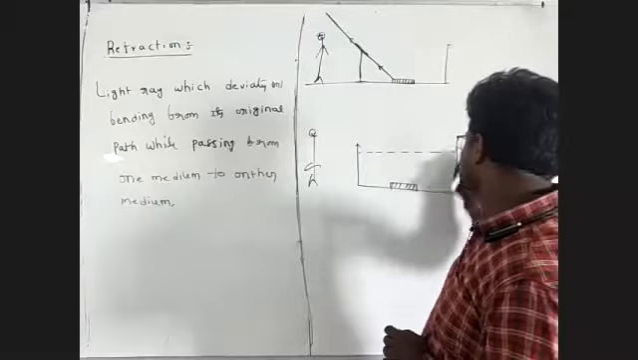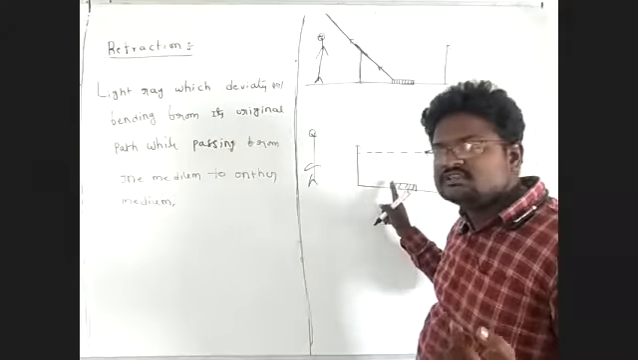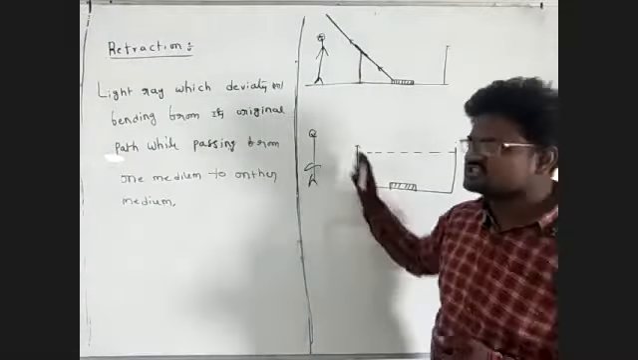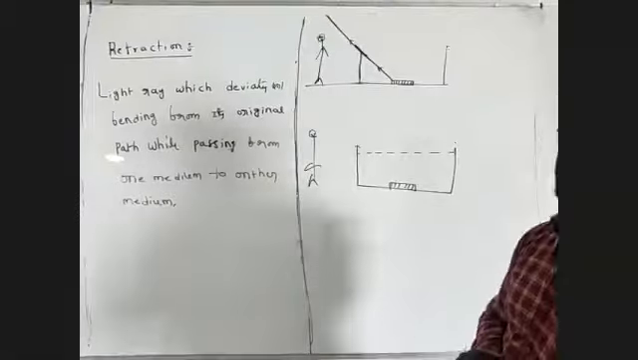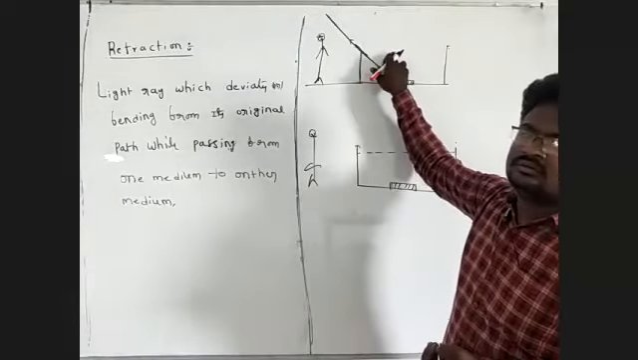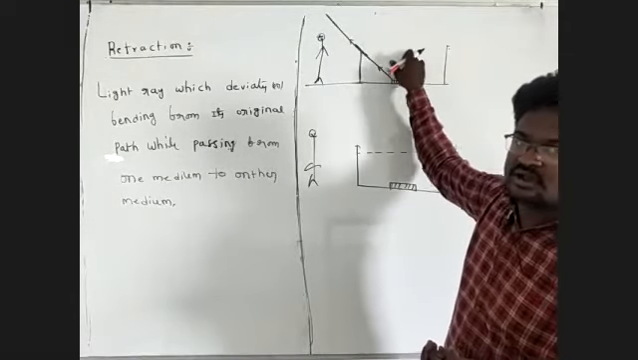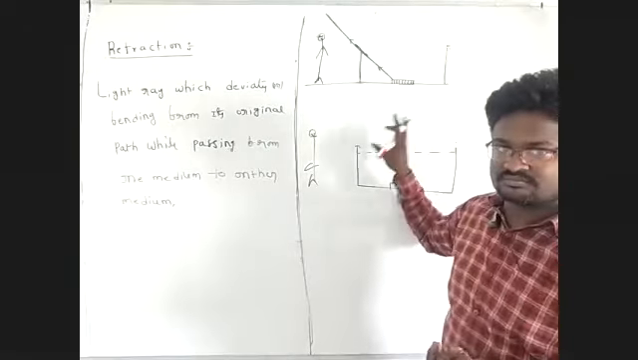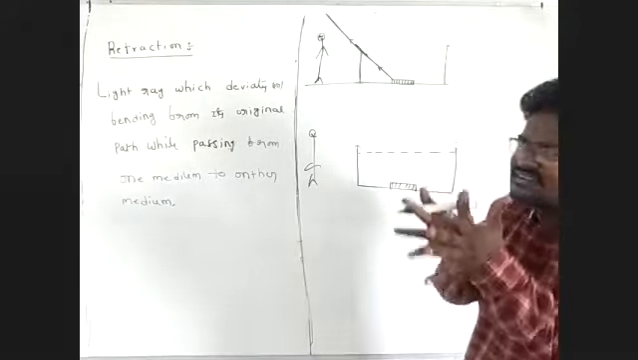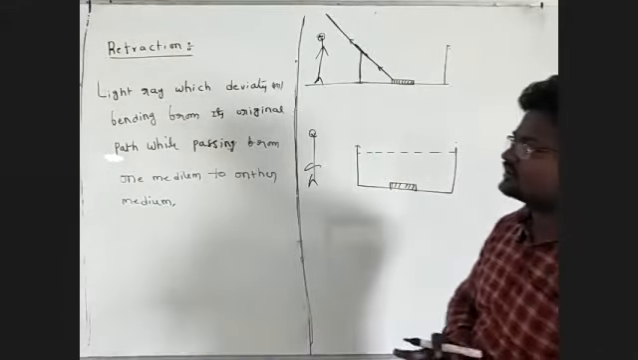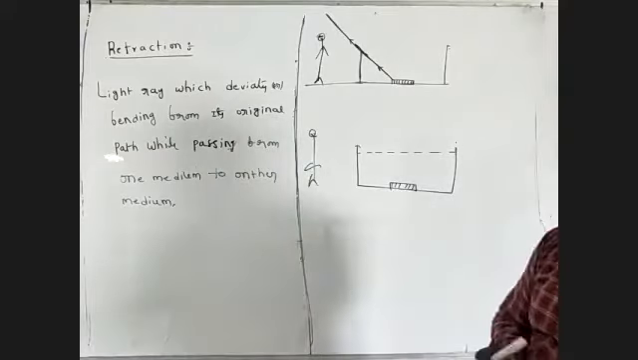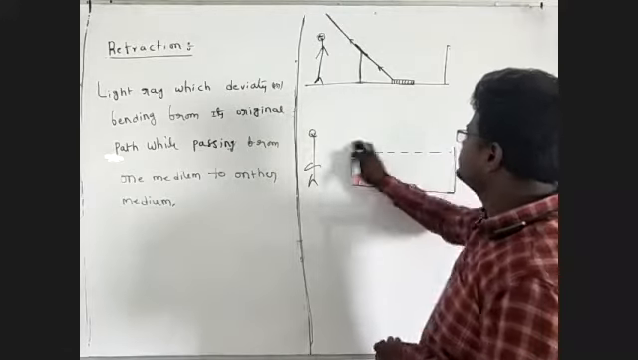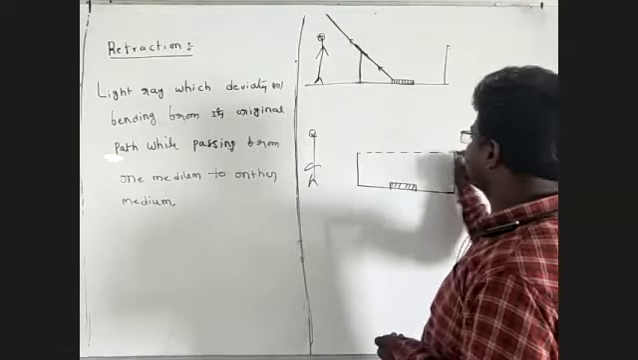Okay, next case: the vessel is filled with water, and now I'm seeing the coin. So when the vessel is empty, I'm not seeing the coin, but when the vessel is filled with water, I'm seeing the coin. What is the reason? Due to refraction, simple refraction. How is it possible? You will see that. I already told you this very clearly.